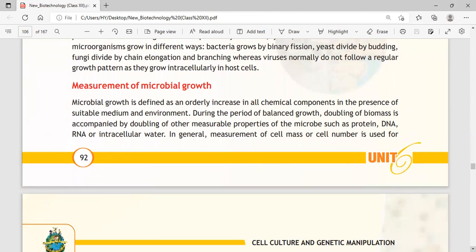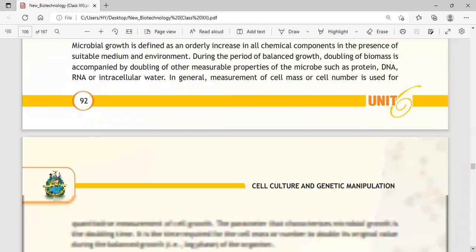Measurement of microbial growth. Microbial growth is defined as an orderly increase in all chemical components in the presence of a suitable medium and environment. So microbial growth is defined as an orderly increase. All the chemical components are there, and a suitable medium is given to any microbe, and it grows. During the period of balanced growth, doubling of the biomass is accompanied by doubling of other measurable properties of the microbe such as protein, DNA, RNA, intracellular water.